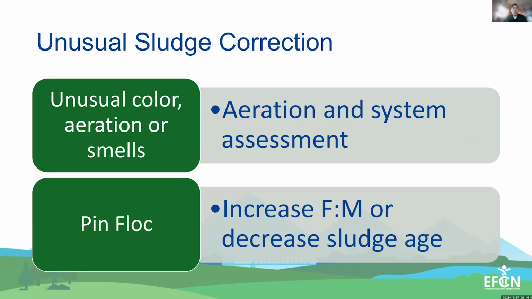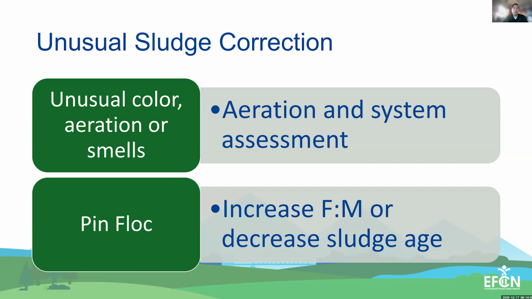Now, to account for some of those issues, the first, that unusual coloration or visual observations, you want to ensure first that your aeration levels are correct. So DO concentration should be between 1 and 2 milligrams per liter to ensure fresh activated sludge. Unusual bubbling would indicate that there's a need to inspect the distribution lines for any breaks or leaks.